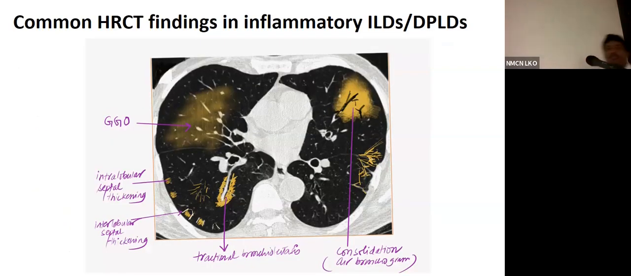Now, coming to the common HRCT findings that we usually encounter in the inflammatory varieties of ILD, that are not usually fibrotic. The most common is ground glass opacities. Number two is interlobular septal thickening, and inter and intralobular septal thickening, followed by traction bronchiectasis and areas of consolidation. So these are the characteristic radiological findings we find in inflammatory varieties of ILD.